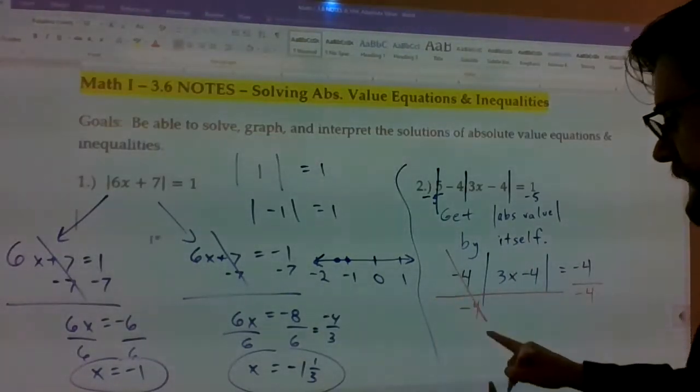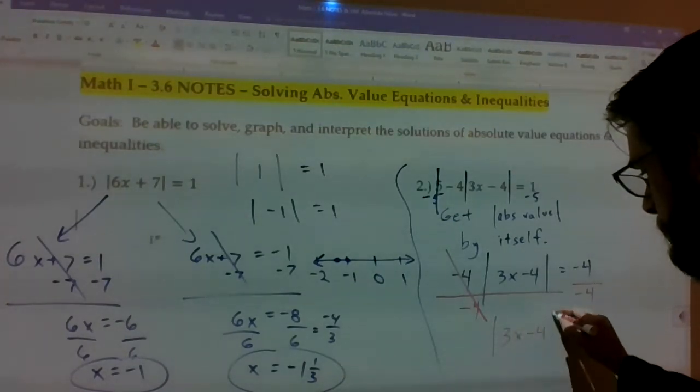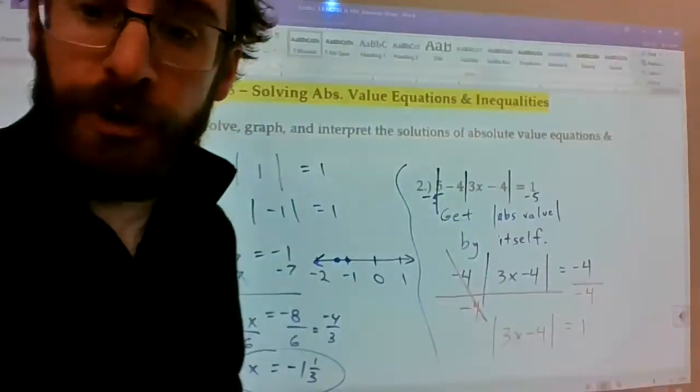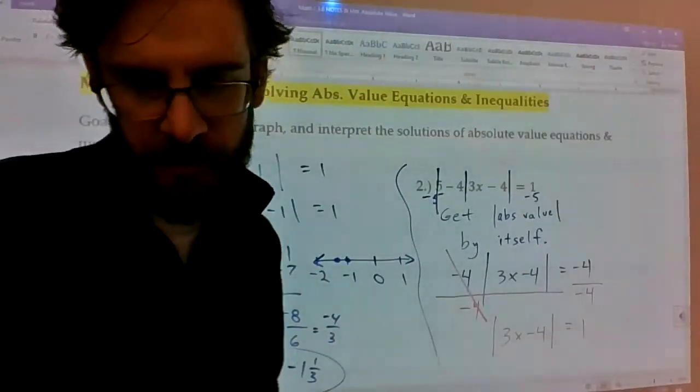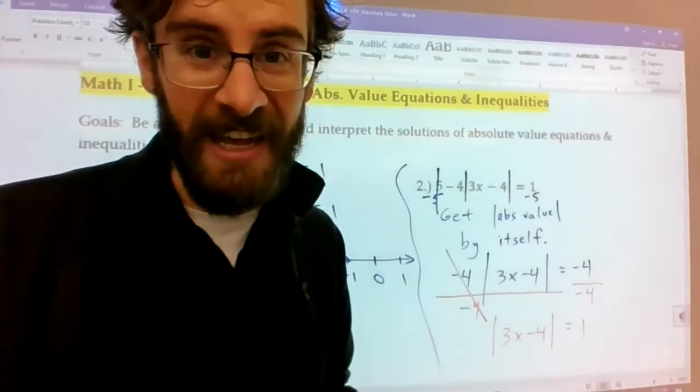So negative 4 divided by negative 4 is 1, and we put that in front of the absolute value bars. Negative 4 divided by negative 4 over here is also 1. So you need to do that step first. Get the absolute value quantity by itself before you solve anything.